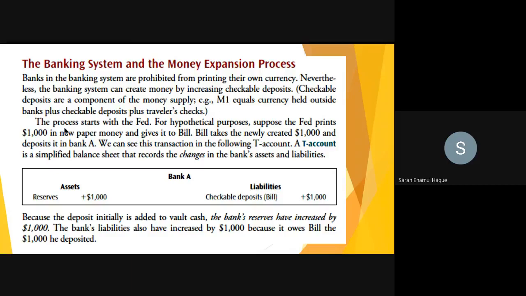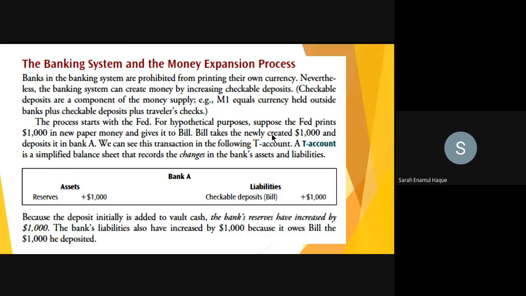The process starts with the Fed. So remember, Fed here is basically the central bank. So the process starts with the central bank. For hypothetical purposes, suppose that the central bank prints $1,000 new paper money and gives it to Bill. So let's start the situation by assuming these things. Assume that the central bank has created $1,000 and has given it to a person called Bill.